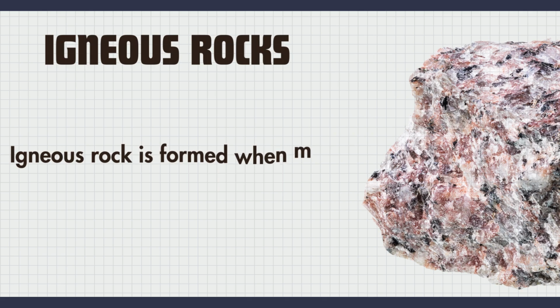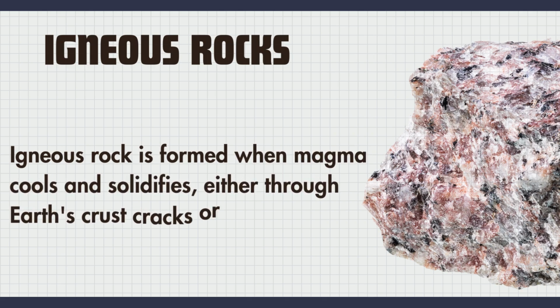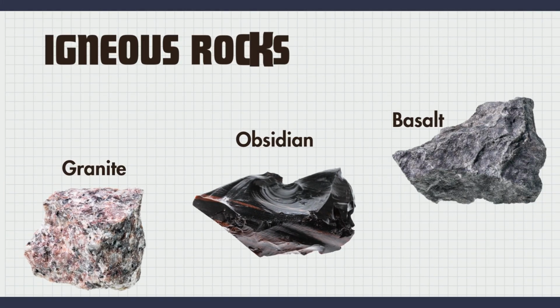Igneous rock. Igneous rock is formed when magma cools and solidifies, either through Earth's crust cracks or volcanic eruptions, forming molten rock. These are examples of igneous rock: granite, obsidian, and basalt.